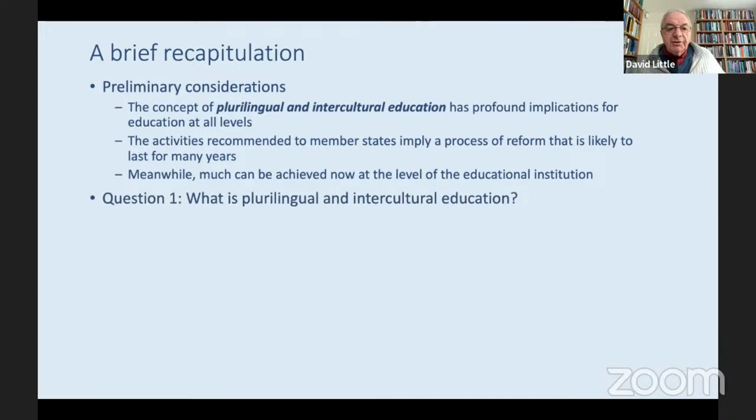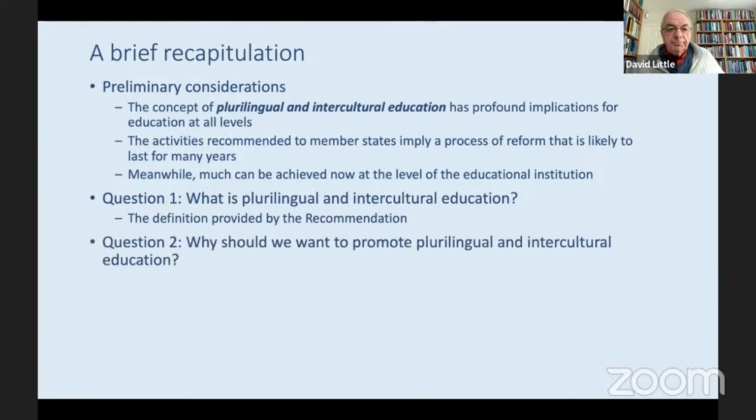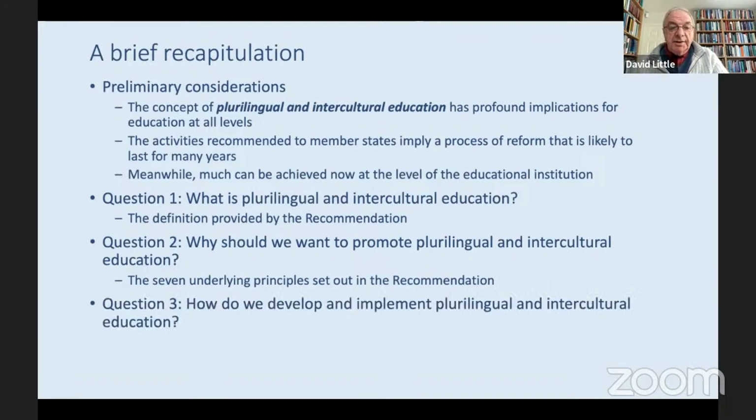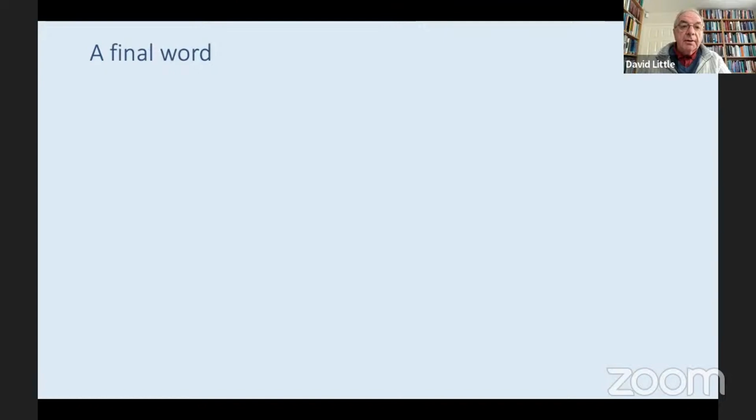I answered my first question, what is plurilingual and intercultural education, by elaborating on the definition provided by the recommendation. I answered my second question, why should we want to promote plurilingual and intercultural education, by referring to the 7 underlying principles set out in the recommendation. And I replied to my third question, the how of plurilingual and intercultural education, with reference to the example of Skolvrige. A final word.